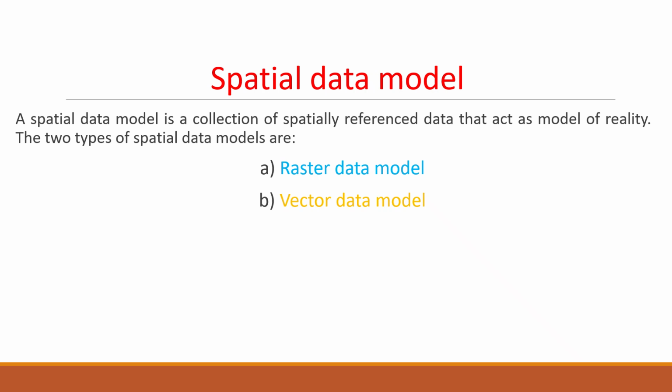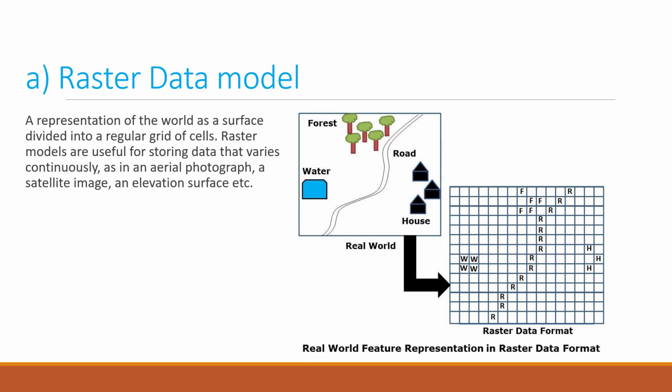The vector data model, on the other hand, represents features using points, lines, and polygons. It is best suited for discrete features, such as buildings, roads, rivers, and land parcels. In simple terms, raster works like a digital photograph made of pixels, while vector works like drawing shapes and boundaries on a map. Both models are important in GIS, and the choice depends on the type of data and analysis required. Now, let's understand the raster data model in GIS.